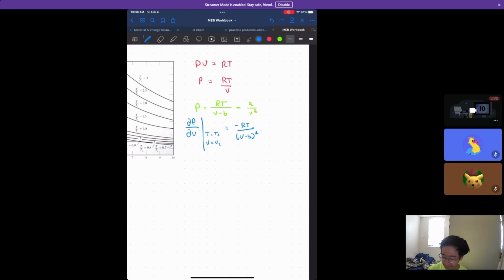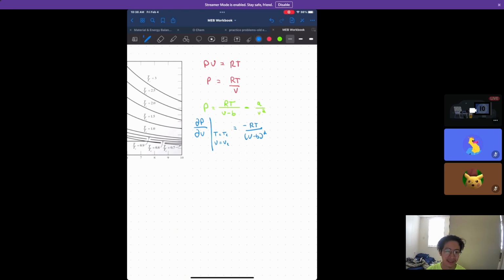Okay? Now, this isn't a calculus class, so I won't go into detail on what derivative rules we're using, but we're continuing. This time it's plus, because negative times negative, 2a over V cubed. And we say that this is equal to 0. Okay?